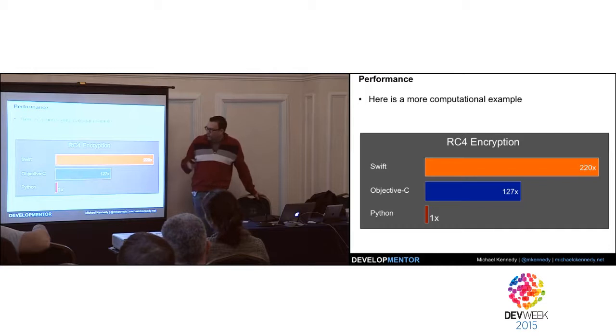Here's a better example of how much faster Swift is. If we're doing RC4 encryption, Python, if it were written all in the script level, would be 1x. Objective-C would be 127. This would be 220.